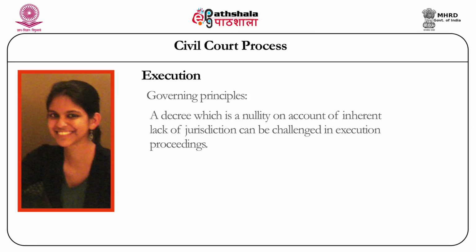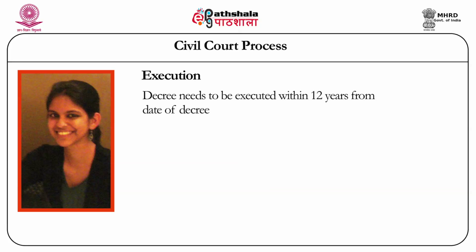execution proceedings. The period of limitation for execution of a decree is 12 years from the date of the decree under Article 136 of the Limitation Act, except in case of a decree for mandatory injunction for which the limitation period is 3 years under Article 133. Section 51 permits the decree holder to elect the mode of execution from several options subject to conditions and limitations as may be prescribed by the CPC.